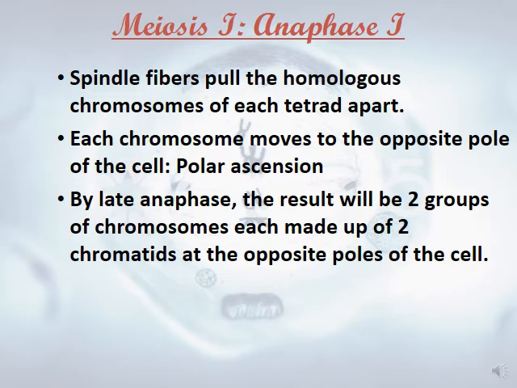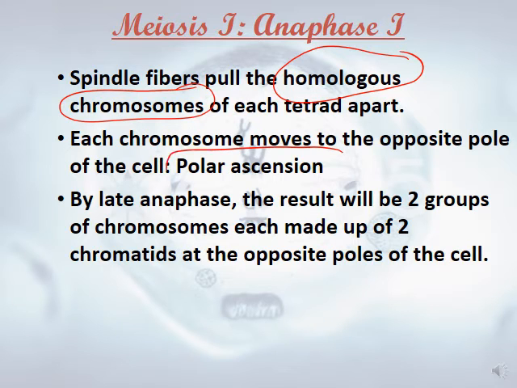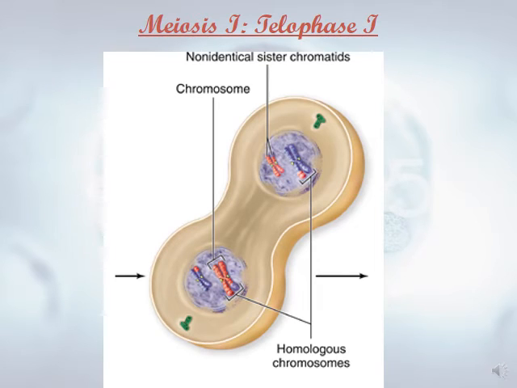So the events of anaphase 1: the spindle fibers pull the homologous chromosomes of each tetrad apart, unlike the anaphase of mitosis, where the sister chromatids are pulled, if you remember. Each chromosome moves to the opposite pole of the cell, which is polar ascension. By late anaphase, the result will be 2 groups, each made of 2 chromatids at each pole of the cell. Telophase 1. What will happen in telophase 1?